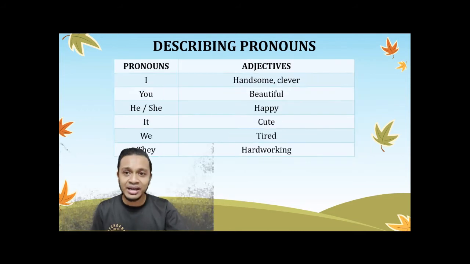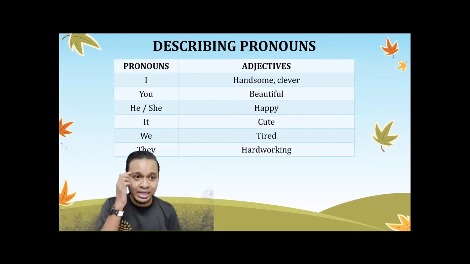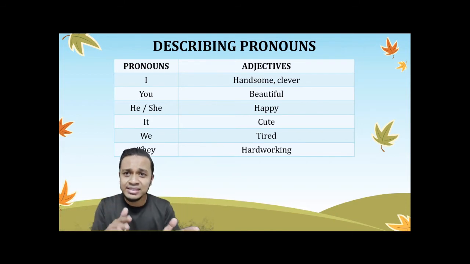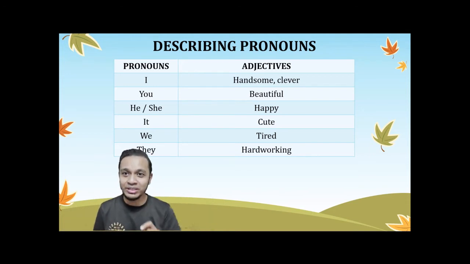Okay, so next slide. Now these are adjectives describing pronouns. It's just the same thing as adjectives describing nouns. Sama je. For example, I here. Adjectives there: handsome. I am handsome and clever. What is clever? Bijak. And then you. You are a beautiful girl.